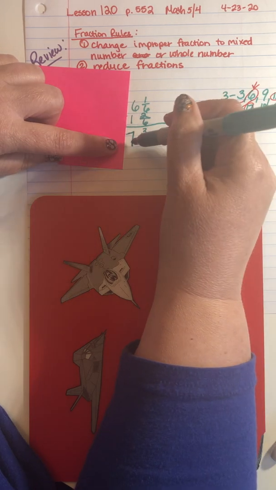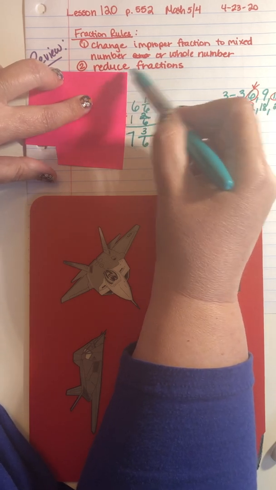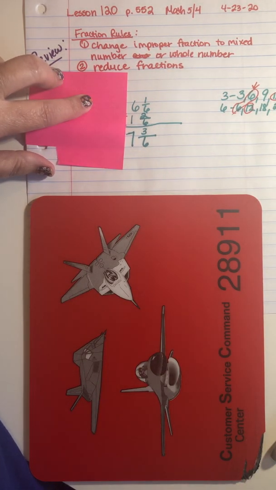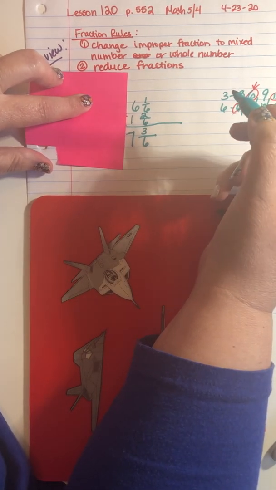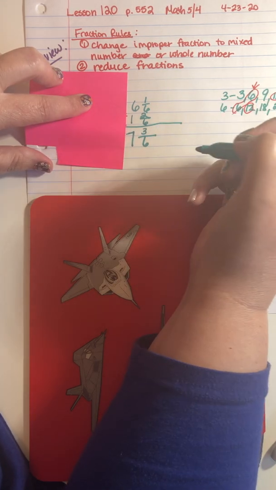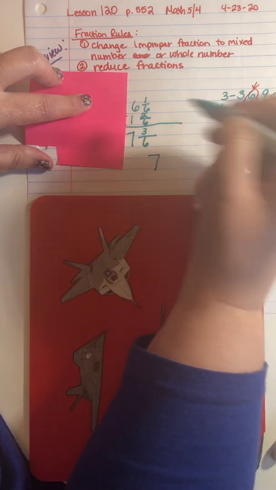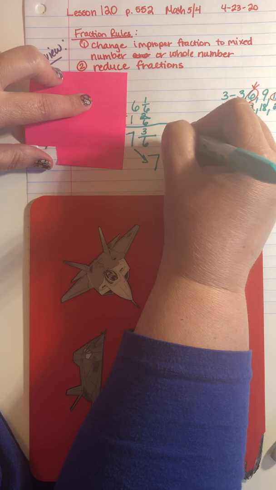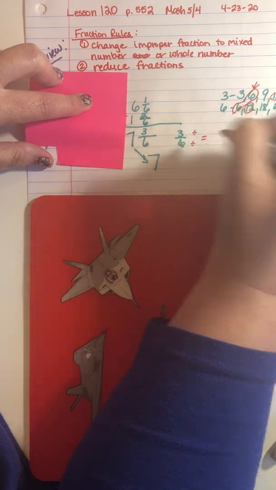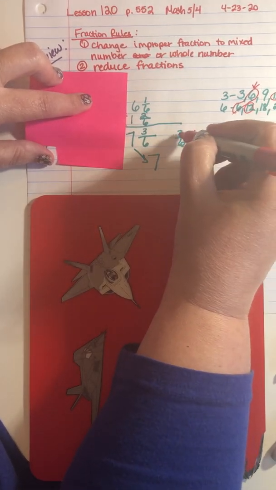So it looks like my answer is 7 3/6, but I have to follow fraction rule number 2 and always reduce my fractions. 3/6 can be reduced. Remember, to reduce our fractions, we divide. So what number can both 3 and 6 be divided by is what I have to ask myself. My 7 is going to stay the same, so I'm just going to copy that down right there. But now I have to take 3/6 and figure out what I am going to divide both my numerator and my denominator by, to make the numbers smaller. Not necessarily the amount, but the numbers smaller.